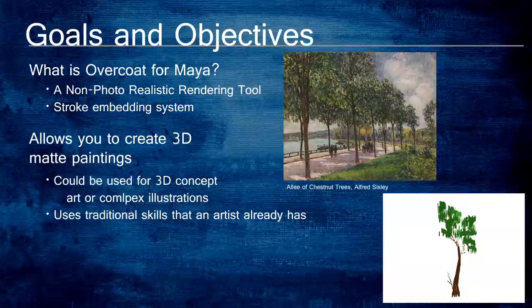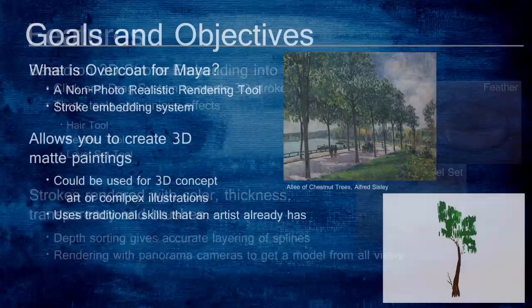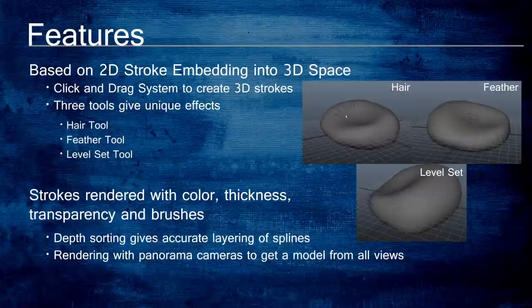The major benefit to this system is that it utilizes the traditional skills that an artist has. One of the main features of Overcoat is the ability to embed a 2D stroke into 3D space. This is accomplished through a click and drag interface in the 3D camera view. As the artist draws, a dotted line appears to show where the stroke is being created. The artist is able to use 3 different tools to create their strokes: the hair, feather, and level set tools. Each one creates a different type of stroke in 3D space.